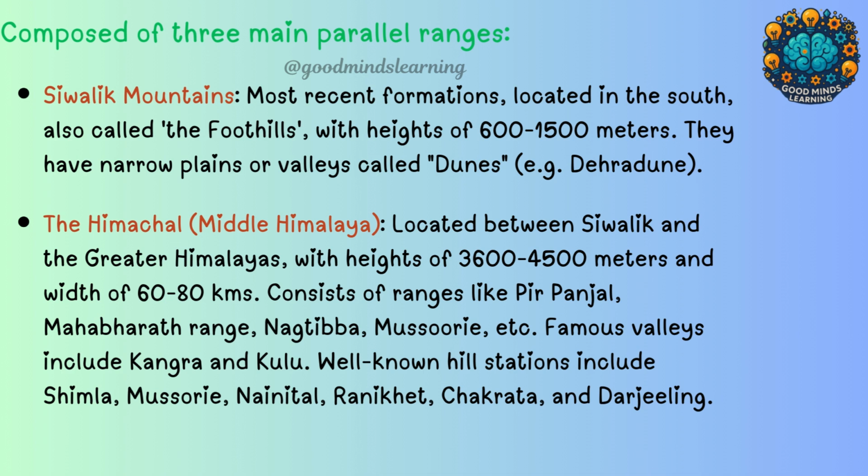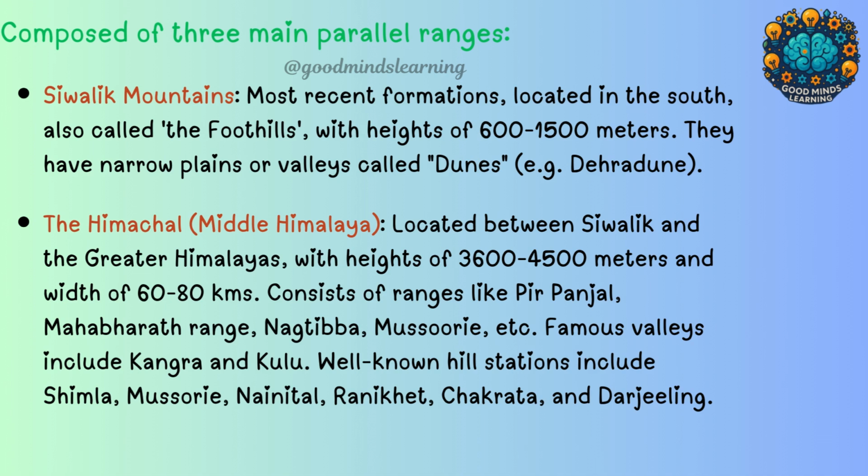Composed of 3 main parallel ranges. Shivalik Mountains, most recent formations, located in the south, also called the foothills, with heights of 600 to 1,500 meters. They have narrow plains or valleys called dunes. Example: Dehradun. The Himachal Middle Himalaya, located between Shivalik and the Greater Himalayas, with heights of 3,600 to 4,500 meters and width of 60 to 80 kilometers.